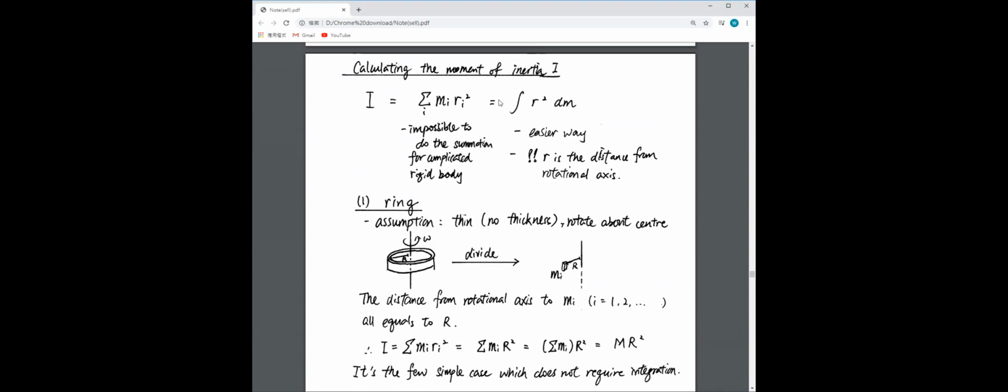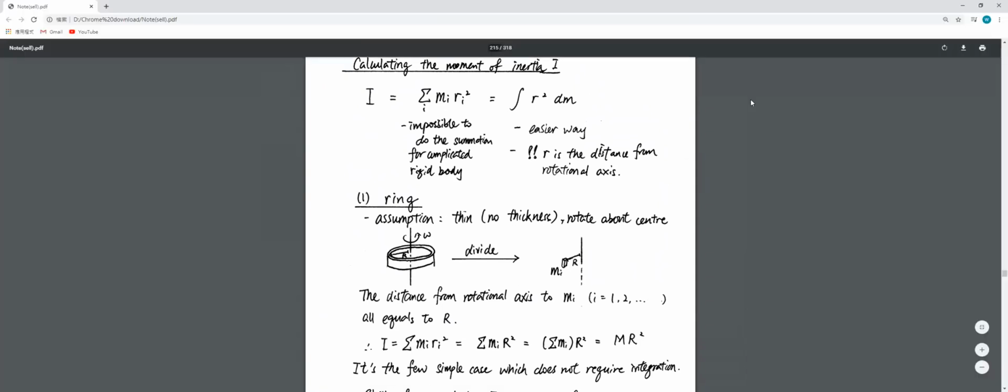So next part we are going to have a look at how we calculate the moment of inertia. Sorry, let me pin the screen.